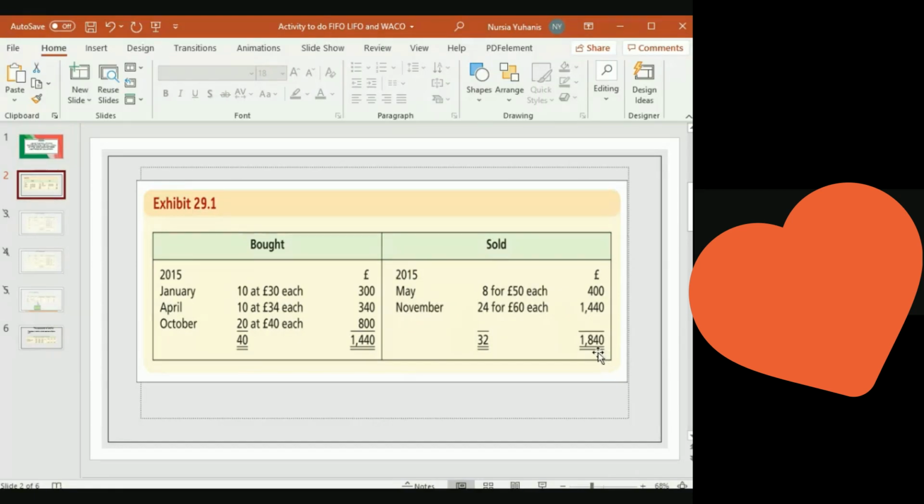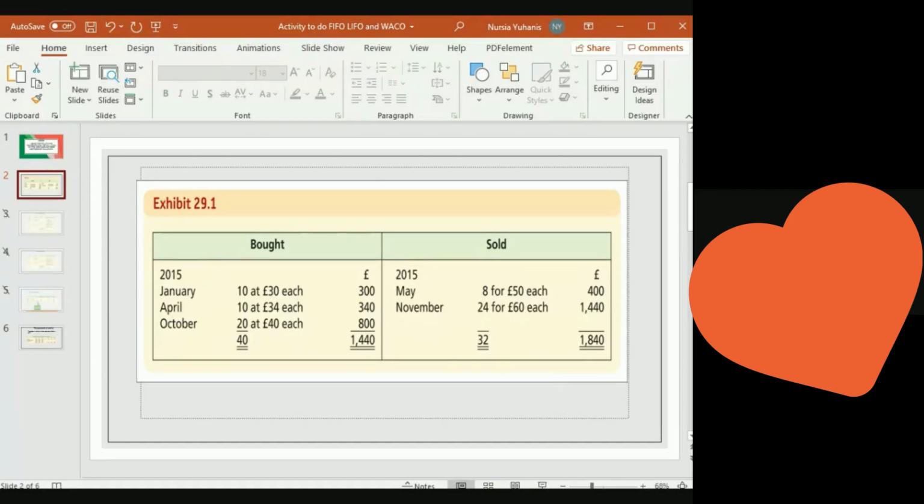This question is actually a simple question, because in real life, normally you will have purchases and sales every month. But this one, to make you understand the FIFO, LIFO, and weighted average methods, I chose this simple question so that you can understand better.